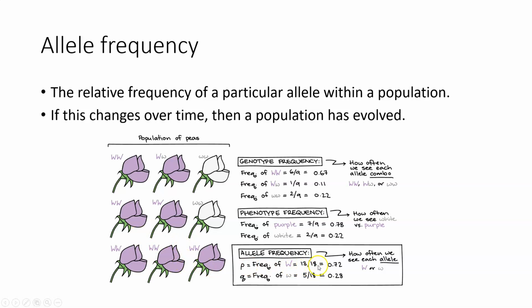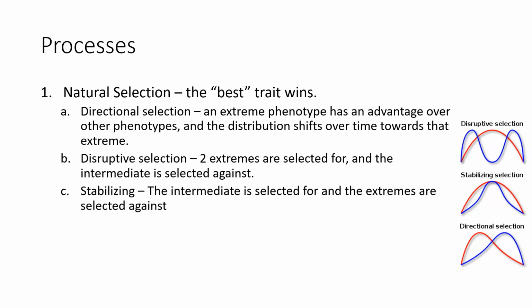So 13 out of 18 tells you that 72% of the alleles in the population are big W, versus only 28% that end up being the little w. So it is more common to have the purple flower in a pea plant than the white flower, based on this particular population in this picture that you're seeing. Now, natural selection is the process that can change a population over time in the real world without human involvement in it. There's three basic ways that nature can change a population over time: directional, disruptive, and stabilizing selection.